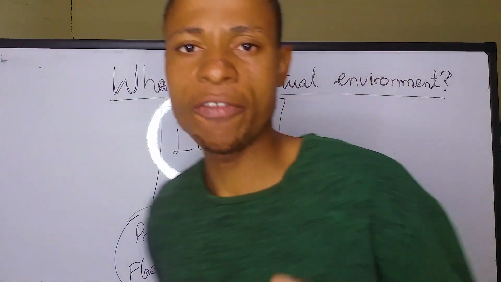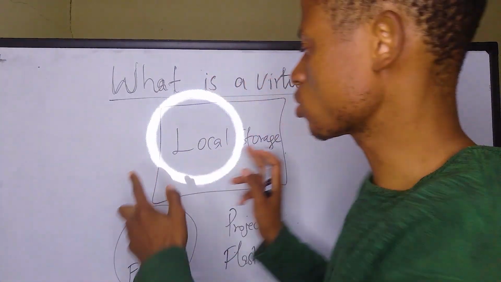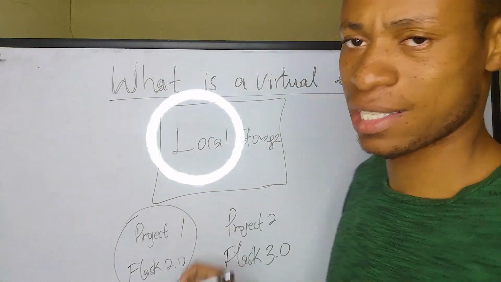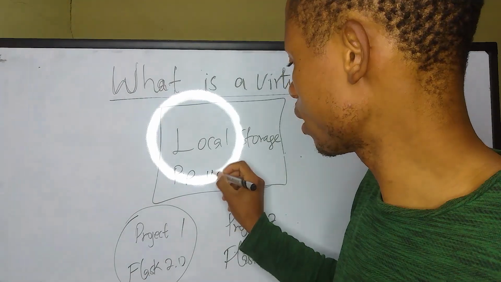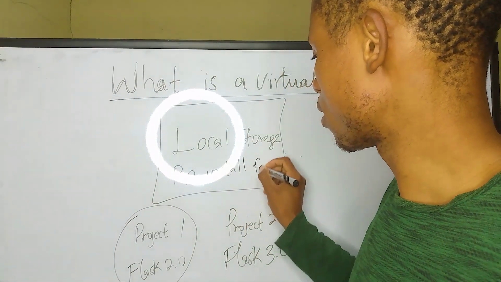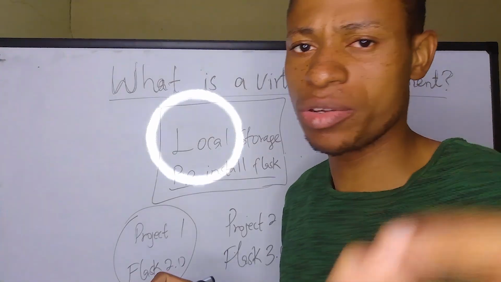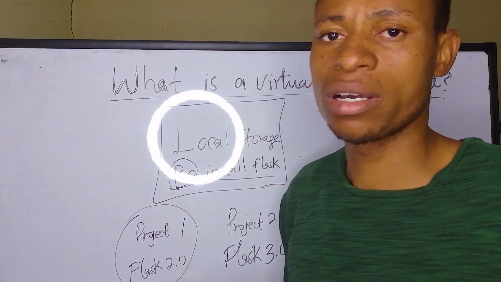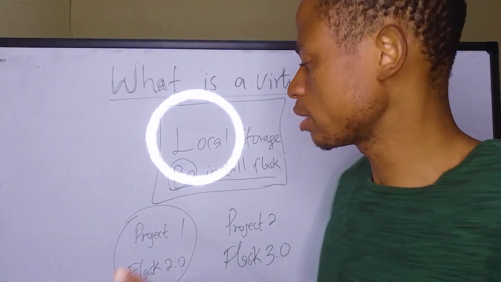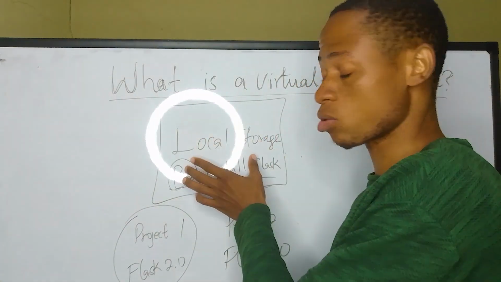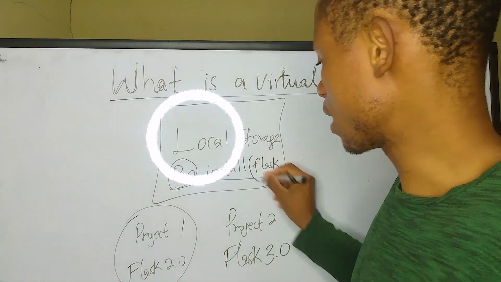Okay, so we're saying a virtual environment is an isolated Python workspace. When you have a local storage like this, if you install Flask using pip, so let's say pip install Flask. If you install Flask globally using pip, pip is a Python package manager. It is used to install Python libraries. So if you have installed it in the local storage globally, that means your whole machine is using that version of Flask that you have installed.